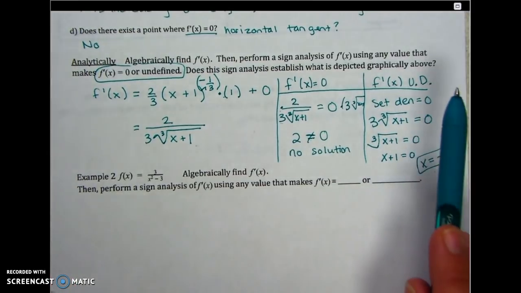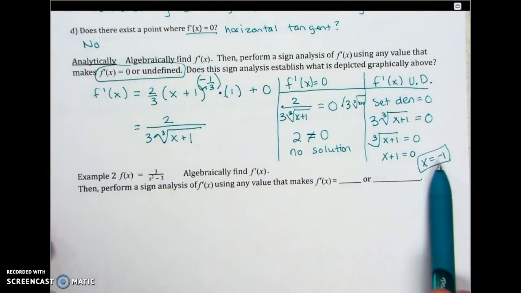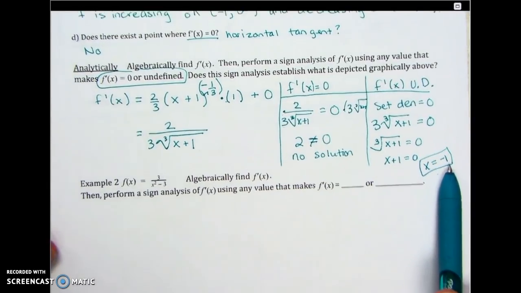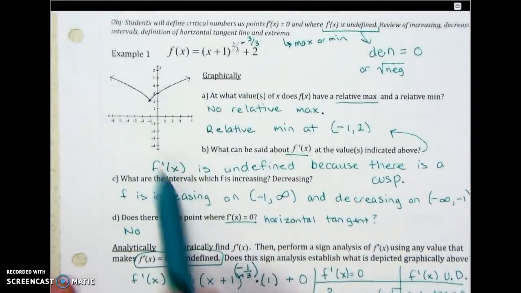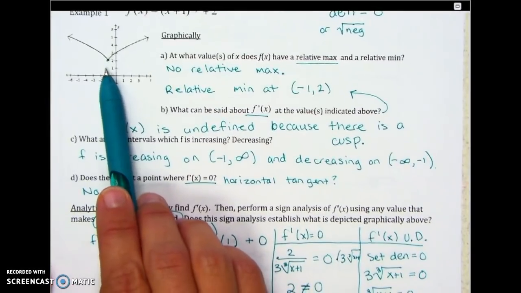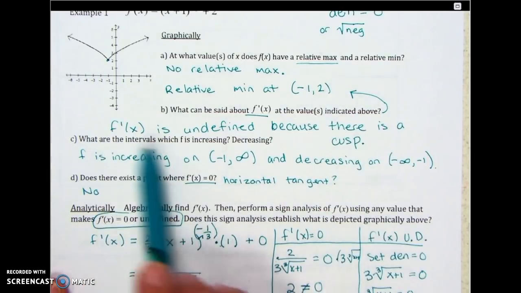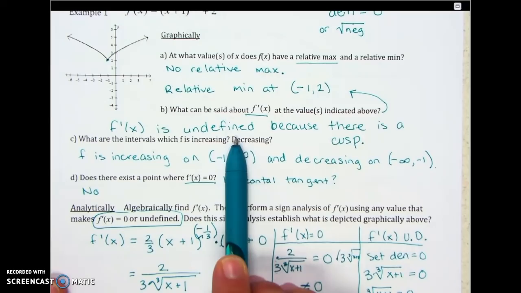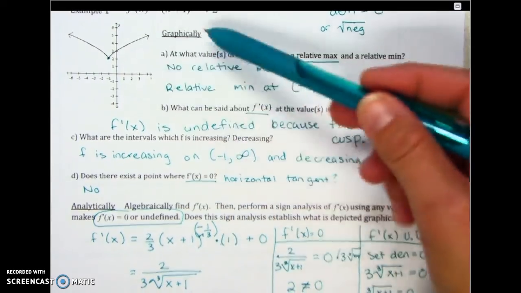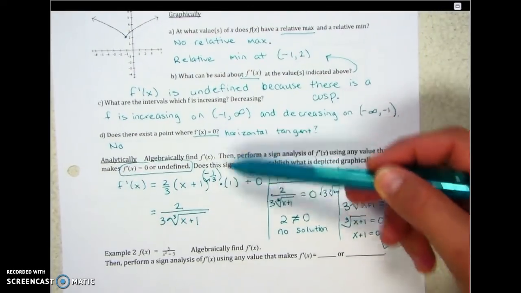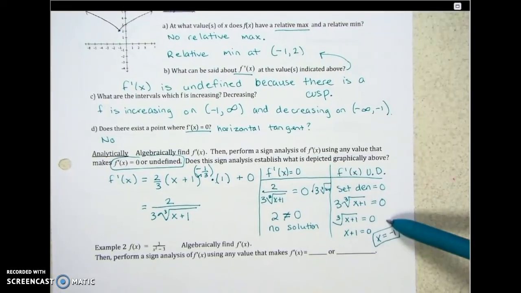So if the question says, hey, where is this undefined? You're going to say x equals -1. What the heck? What did we say the graph was doing at -1? A cusp. What's happening at a cusp? The derivative is undefined. Cool? So we just proved what we talked about graphically. We just proved it analytically using equations.